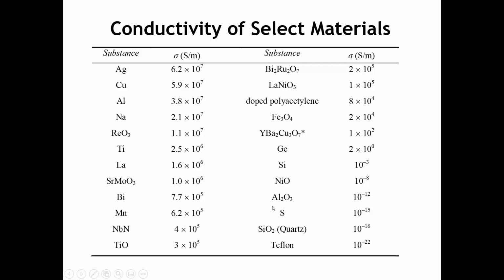And then we have organics, like Teflon, which not surprisingly is a terrible conductor of electricity. But then what about doped polyacetylene? It's got a pretty appreciable conductivity, in fact, not that far behind some of the metals. So how do we get polymers and organic molecules to conduct electricity? Those are some of the questions that we want to answer by the time we get to the end of this chapter.